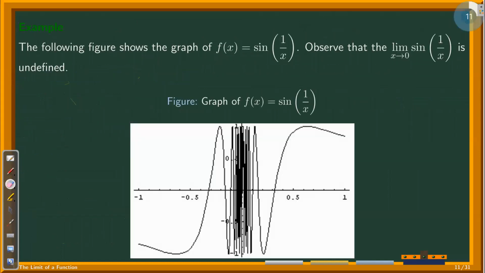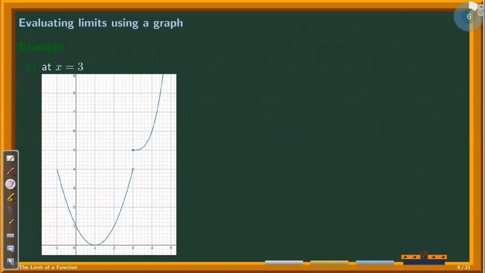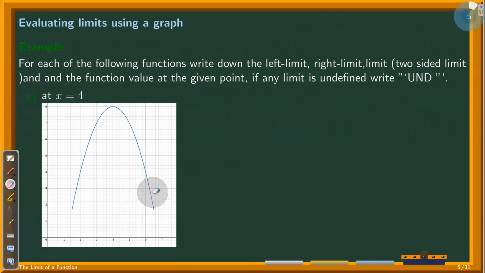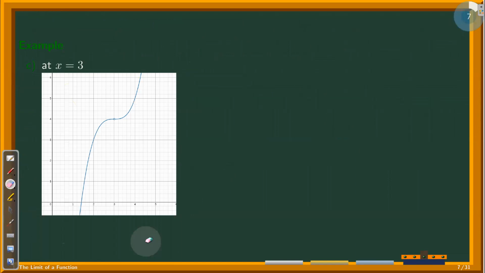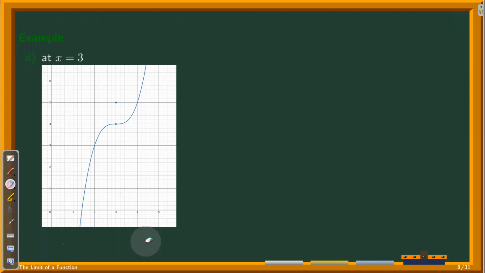If you look at this one, it's not continuous because there is a jump at 3. It's continuous at other points, but at 3 it's not continuous because there is a jump. This one is continuous at all points, all these x values. This one is not continuous at 3 because there is a jump. Here there is a hole at 3, so it's not continuous at 3 but it's continuous at other points. This is also not continuous at 3 because there is a jump, but it is continuous at other points.